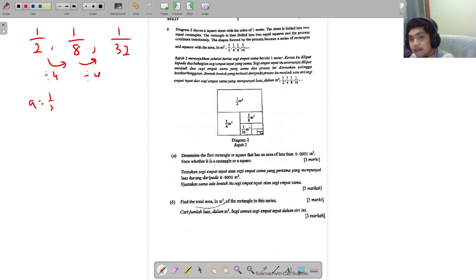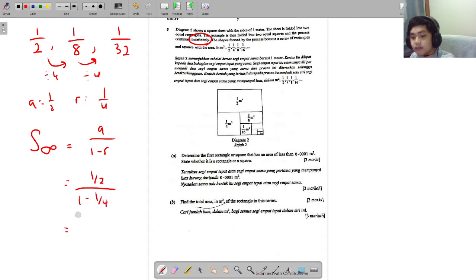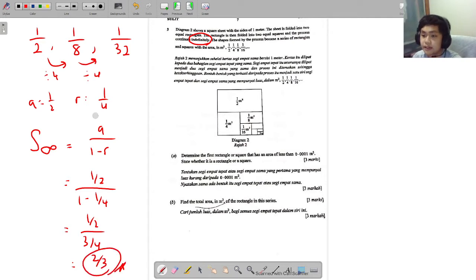And we can see a pattern here which is divide by 4. So A is half. Our R is 1 over 4 now. And we are going to find the sum to infinity because this is a pattern, a sequence that goes on indefinitely. So A over 1 minus R is the formula. Half over 1 minus 1 over 4. From here we have 1 over 2 over 3 over 4. So we have 0.5 divided by 3 over 4. So it's 2 over 3. So this is the total area in the series.